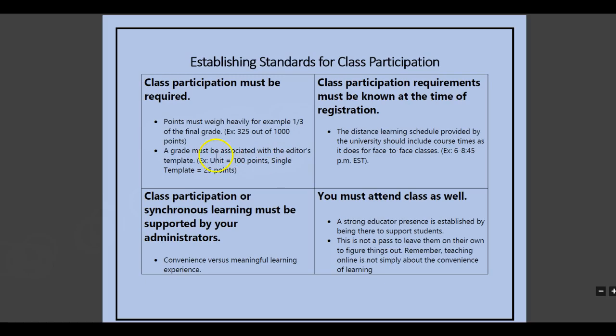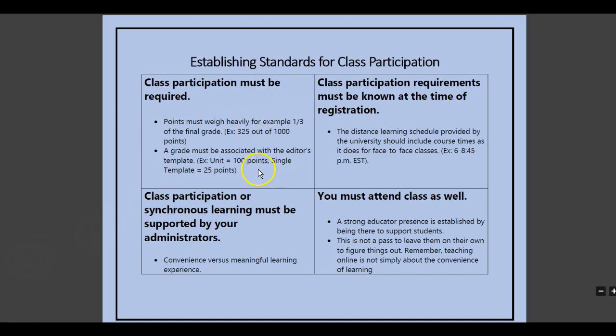Grade must be associated with the editor's template. So the document that the students are creating together in the session live has to be also a separate grade. So for me, since I do units, all 3 or 4 of the editor's templates plus the reflection forms are created into a little booklet, that's 100 points. Okay, and I use a 100-point rubric to grade it.